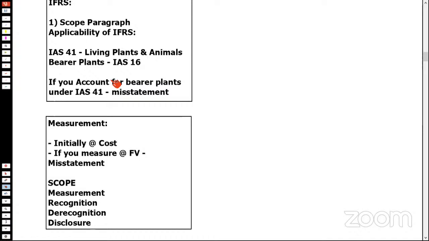All of them are going to be considered as what? All of them are going to be considered as your aspects. If any of these aspects are not being properly followed, that is going to be considered as a misstatement.